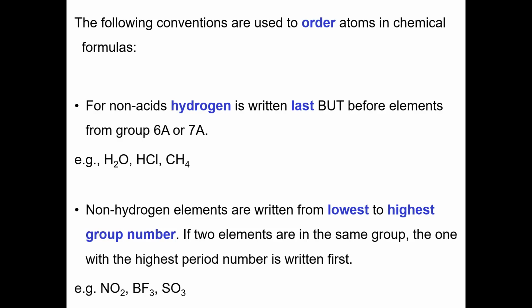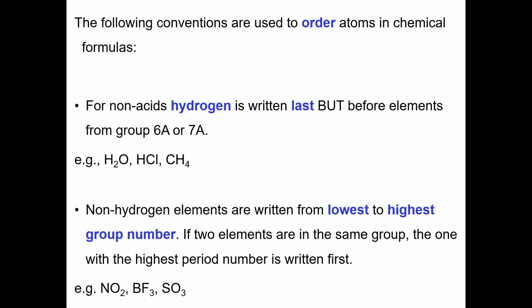Sometimes people ask, how do we decide on the order of atoms in chemical formulas? It's pretty easy. For compounds that are not acids, we always write hydrogen last, but before any elements from either group 6A, which is the oxygen family, or 7A, which are the halogens or the fluorine family. So H2O, hydrogen comes first because oxygen is in group 6A. HCl, hydrogen comes first because chlorine is in group 7A.